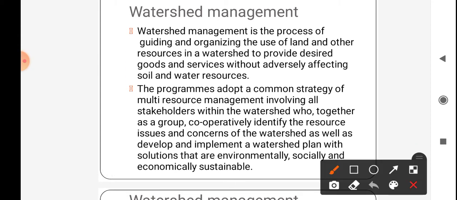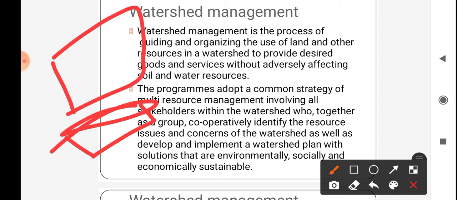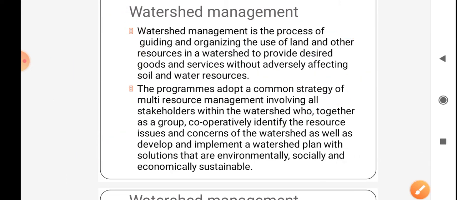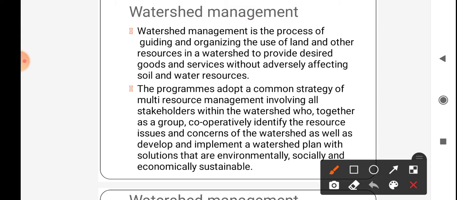Next topic is watershed management. Watershed management is a process of guiding and organizing the use of land and other resources in a watershed to provide desired goods and services without adversely affecting soil and water resources. Suppose this is a village and it is having some water, some resources, like a barren land which can be used as a pond. Then through the PRI system, people will construct some reservoir type of things so that the wastewater can be used for irrigation purposes, and some economic use can be made from those waste resources. So this is called watershed development.